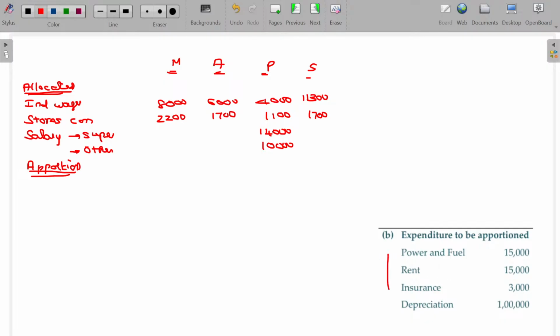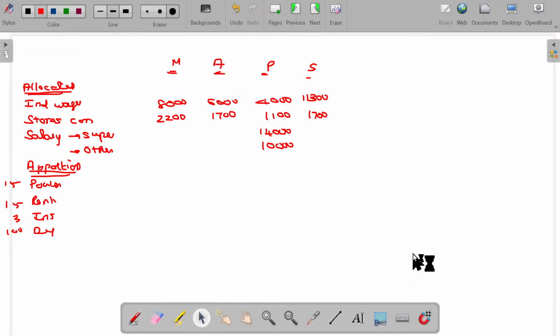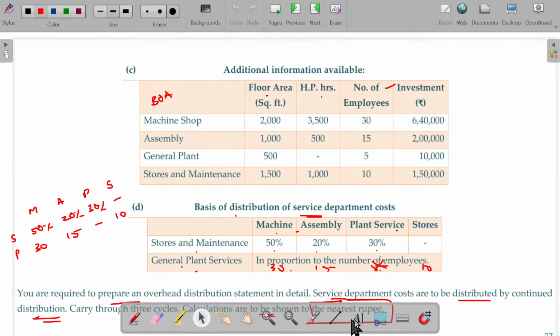We have some common overheads: power and fuel, rent, insurance, depreciation. Total being 15,000 for power, 15,000 for rent, insurance 3,000, depreciation 1 lakh. These common expenses are to be apportioned based on some base of apportionment. That one is given here.